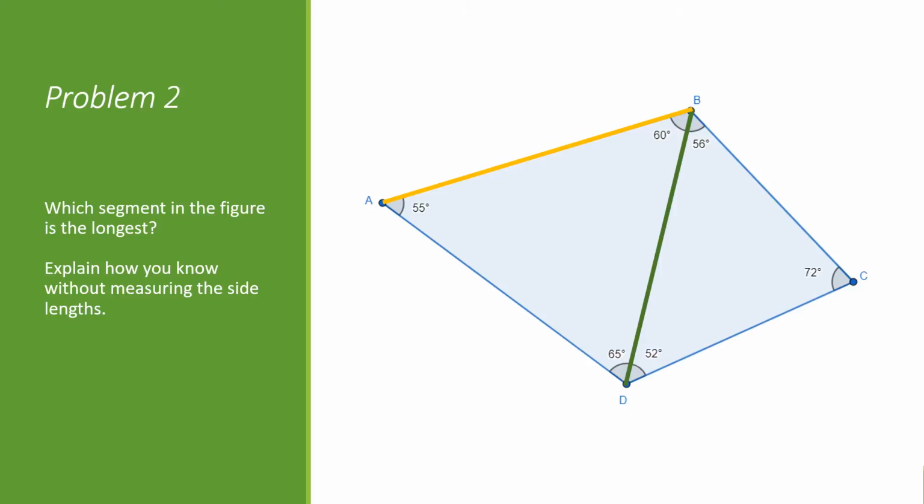Now since the segment BD, the one in green, is still part of this triangle ABD, we know that the one in this yellow segment, that is segment AB, is longer than BD. Combining these 2, we know that among all the segments, segment AB is the longest.